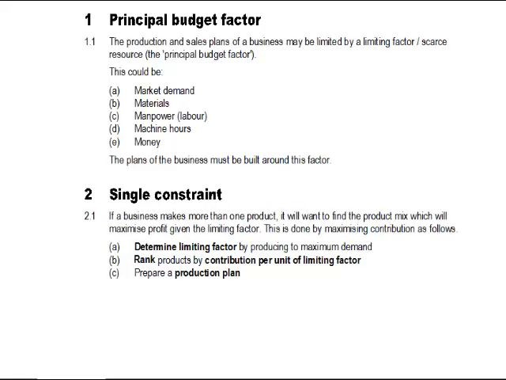Section 1 introduces the idea of a principal budget factor. When we're planning our production and sales, we might be limited by a limiting factor or a scarce resource, and we call this the principal budget factor. Now, one way that we can think about this is looking at these 5 M's. These are things that might limit our production and sales.